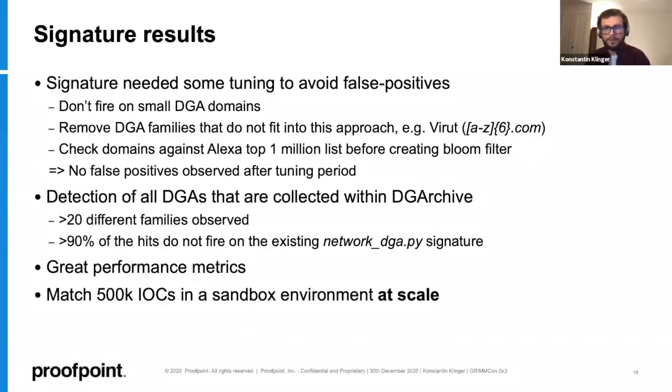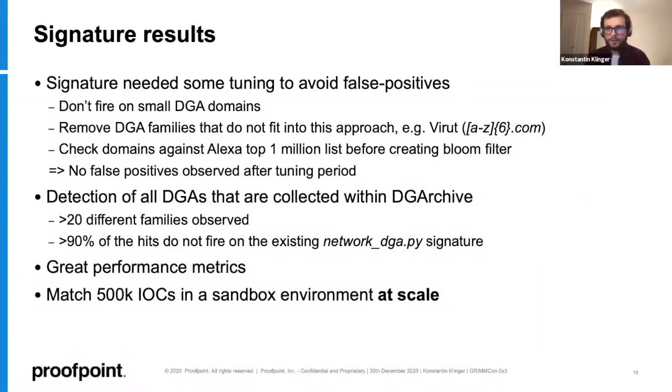Further, we removed a few DGA families, mostly the dictionary-based ones that do not rely on time as an input seed, for example, Superbox, because they also match on legit domains. And on the slide, you can see the Railroad DGA family, which is a simple regex of A to C, up to 6 digits and 6 characters. That's something we had to remove because we had false positives. But after this tuning period, we have not observed any further false positive.